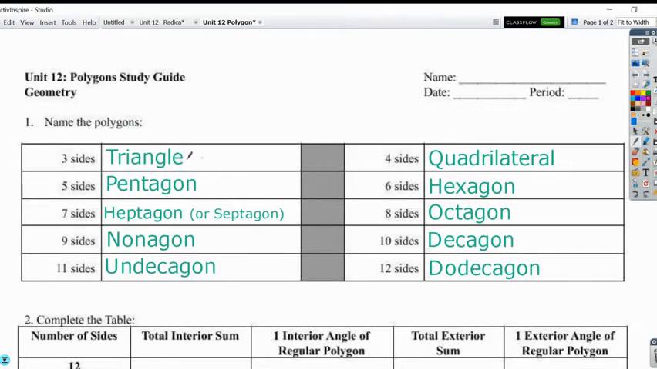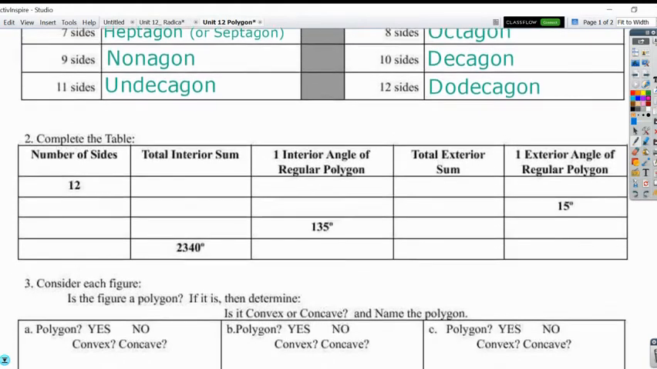3 sides is a triangle, 4 sides is a quadrilateral, 5 sides is a pentagon, 6 sides is a hexagon, 7 sides is a heptagon, or sometimes you'll also see it referred to as a septagon. 8 sides is an octagon, 9 sides is a nonagon, 10 sides is a decagon, 11 sides is an undecagon, and then 12 sides would be a dodecagon. So be sure that you're familiar with that vocabulary.